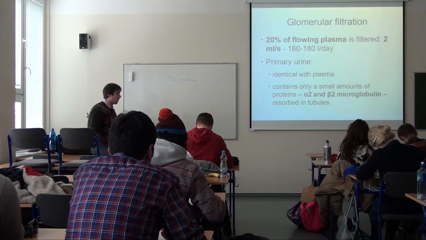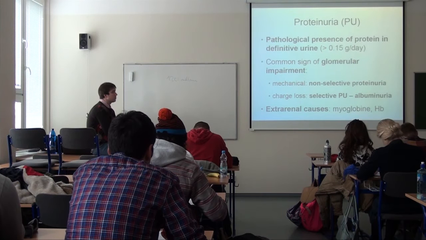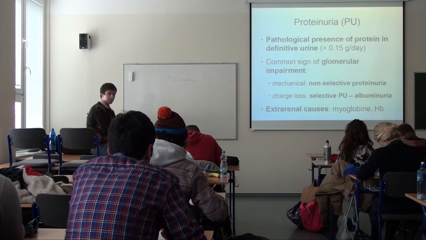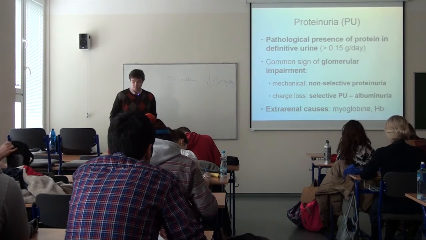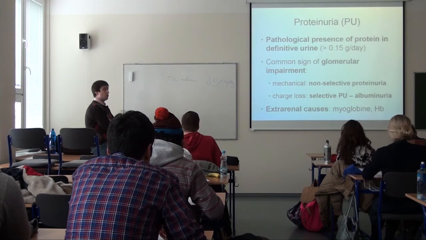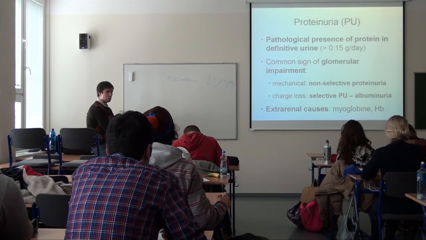How small an amount? A healthy individual excretes less than 0.15 grams of protein per day. So lower than 0.15 grams is absolutely normal. If you have a higher value than this, we call that state proteinuria, the pathological presence of proteins in urine of more than 0.15 grams per day.